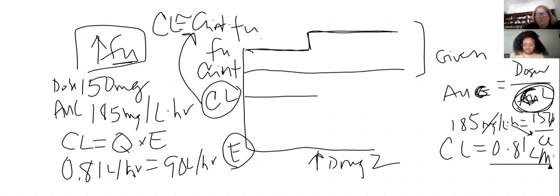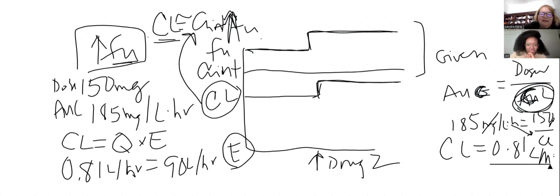What I want to say is, if our fraction unbound increases, what's going to happen to our clearance? It's going to increase, that's right. It says it in the question too. Okay, I kind of understand it. Clearance is going to increase, right?